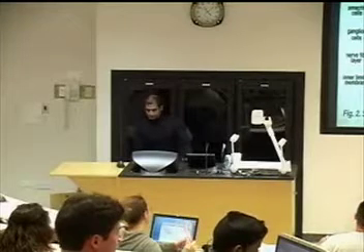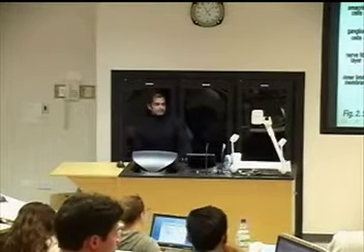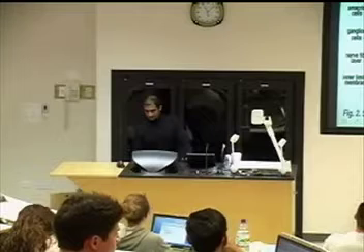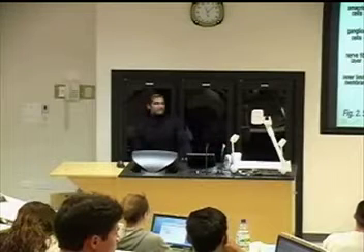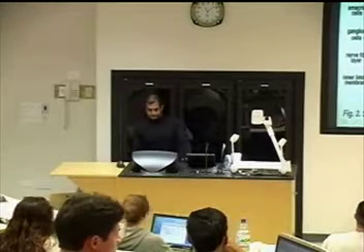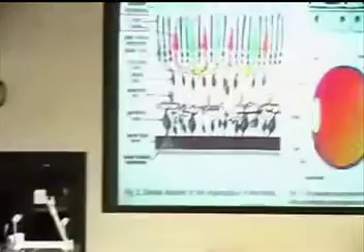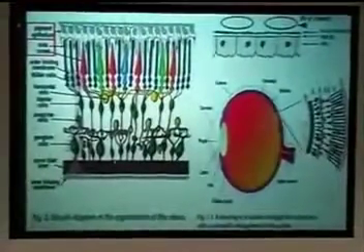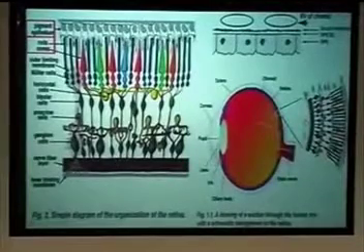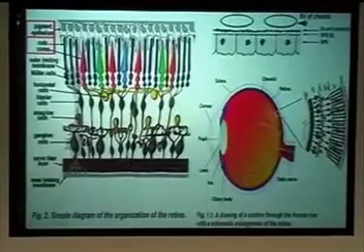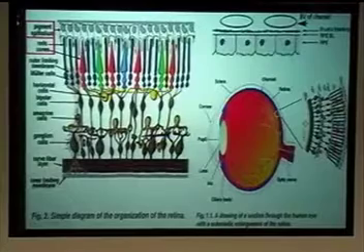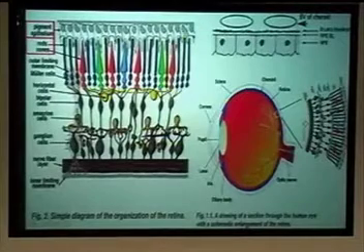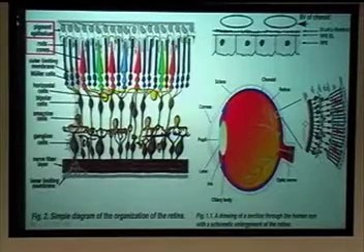Here's the retina, the sensory aspect of the retina. Rods and cones. So we're going from superficial to deep, going into the vitreous body. This is the retinal pigment epithelium, RPE. That is what I will refer to it as.